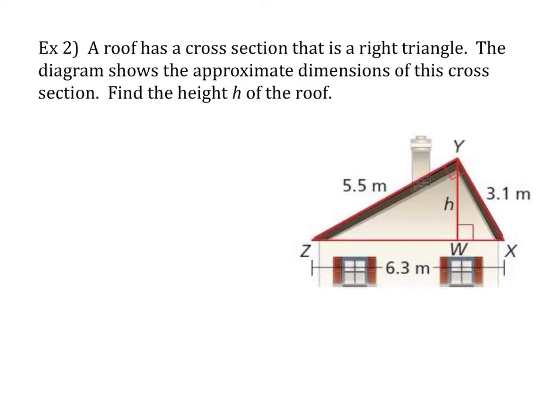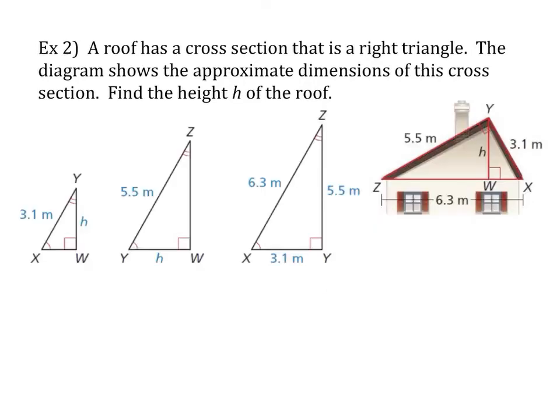All right, so let's take a look at this roof that has a cross-section that is a right triangle. The diagram shows the approximate dimensions of this cross-section. Let's find the height, h, of the roof. First step is to sketch all of the triangles separately and label and have them all going in the same orientation. Next, this allows you to set up your proportion between the similar figures.